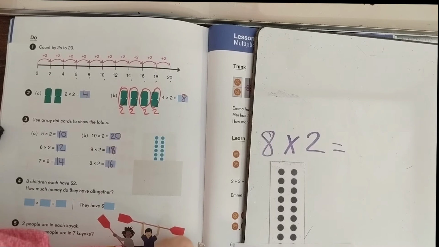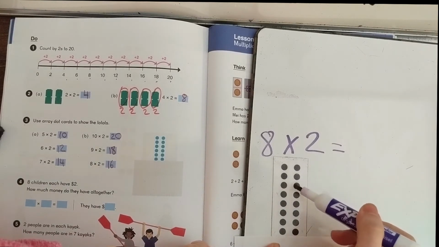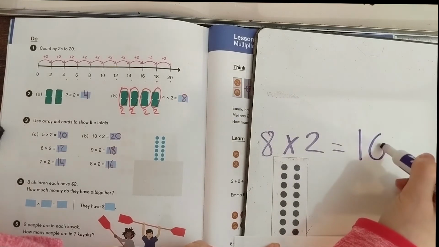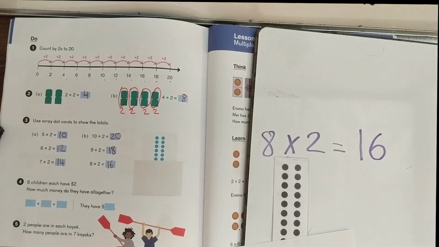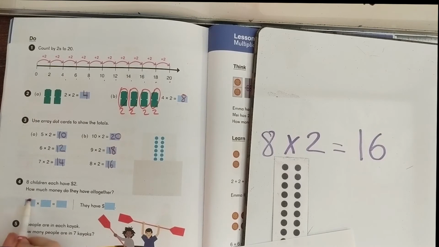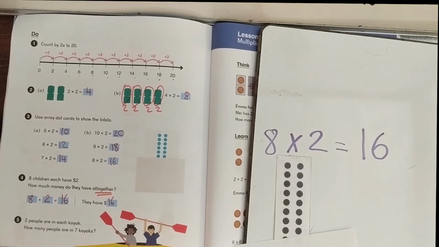Then I cover that up. And now I count them by 2s. 2, 4, 6, 8, 10, 12, 14, 16. So here, I'm writing my 8 groups, which represents the 8 children, multiplied by $2 each equals 16. They have $16 altogether.